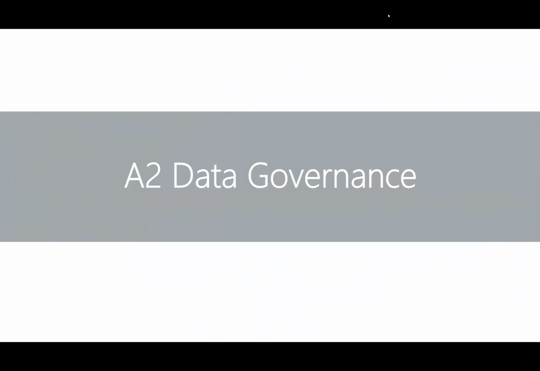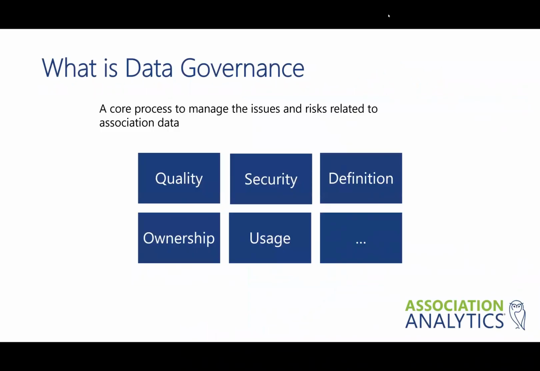So I said I was going to talk a little bit about data governance. Just for those of you that may be wondering what data governance is, it's a core process to manage the issues and risks related to association data. And these are really the core components of it. It is data quality, data security, data definitions, ownership, and usage.